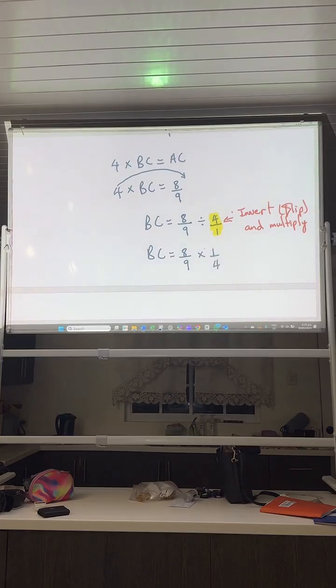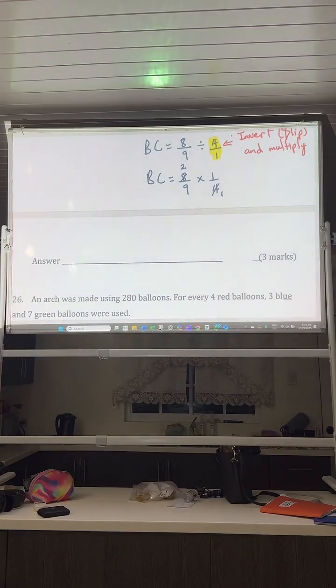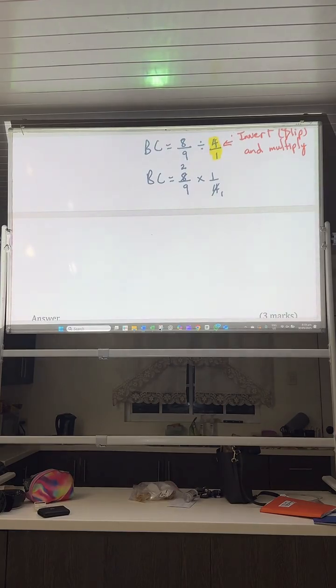Can we now cross multiply? Yes. 4 into 4 is 1. 4 into 8 is 2. So BC would be equal to 2 multiplied by 1, which is 2 in the numerator position, and then 9 multiplied by 1 will give me 9. So BC is 2 over 9.